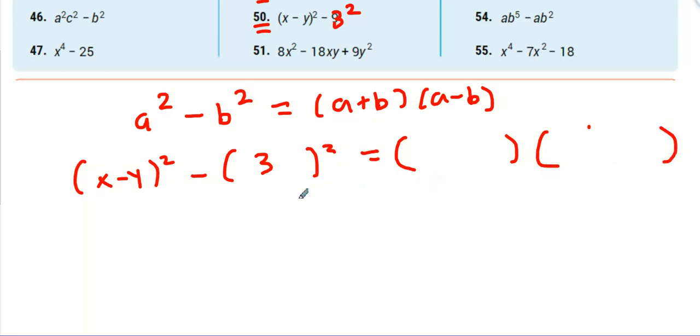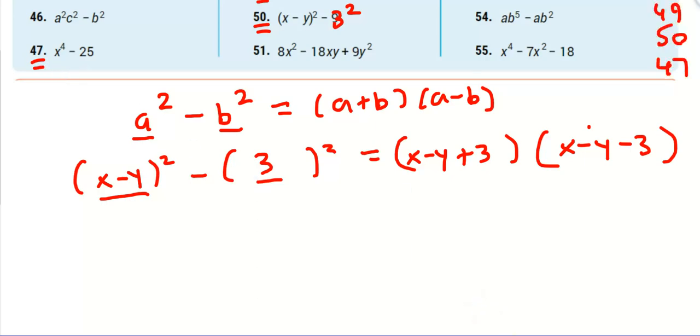Instead of a, I have what? Instead of a, we have x minus y. Instead of b, 3. And then over the other side, yeah. And then, yeah, it is indeed. Okay. Guys, can you try 47 on your own now? So 47 on your own.